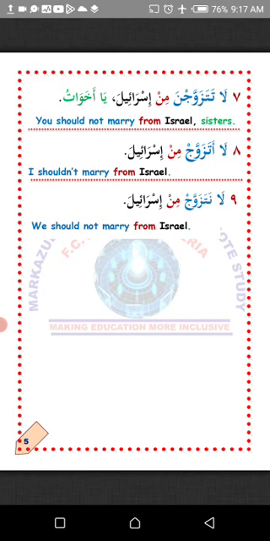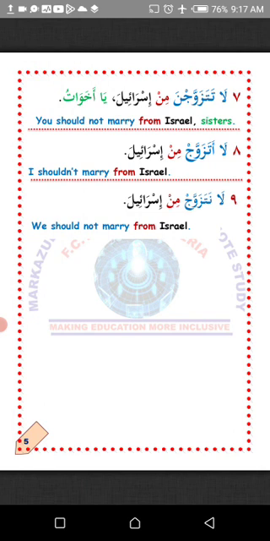Number 8. لا أتزوج من إسرائيل. لا أتزوج, I shouldn't marry. من إسرائيل, from Israel. Number 9.